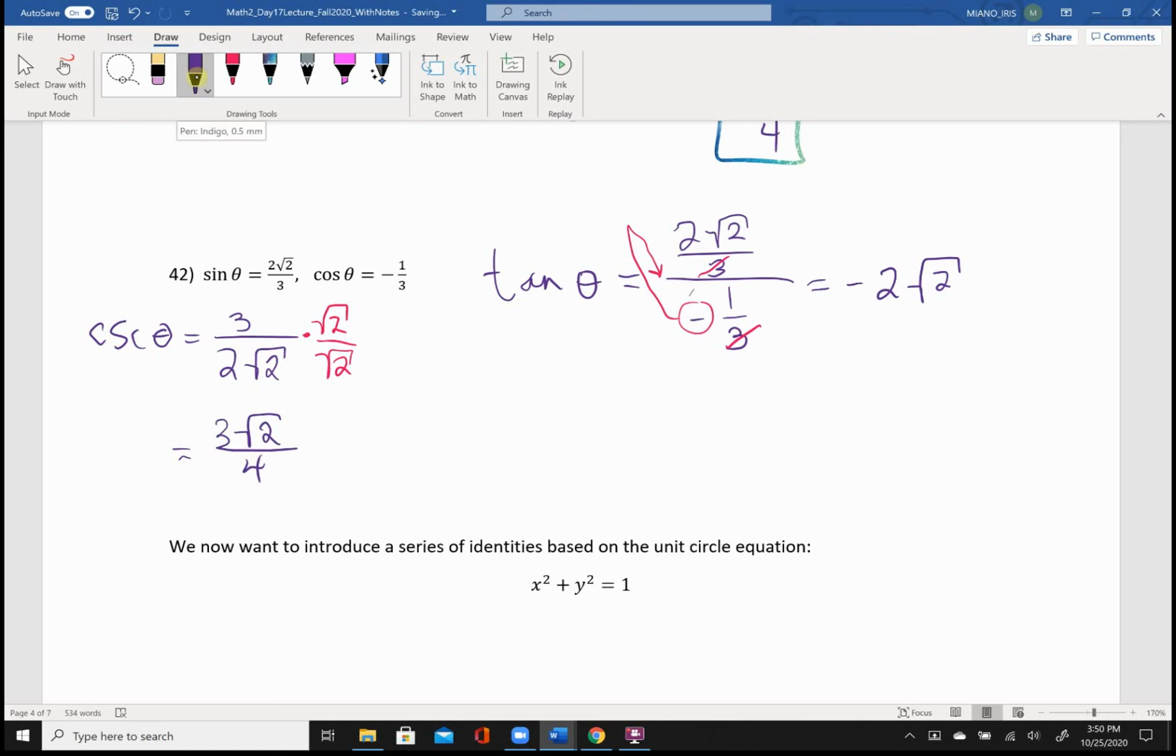Okay. Now, the secant, I'll go ahead and kind of direct you over here from the cosine because it's the reciprocal of the cosine. The secant of theta will be, oh, that's easy enough to do. Just flip this -1/3 over to get a -3. That was easy.